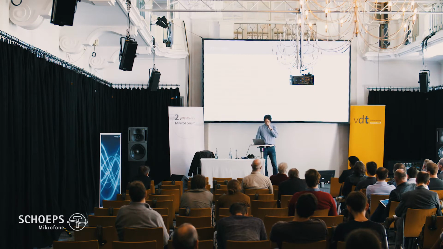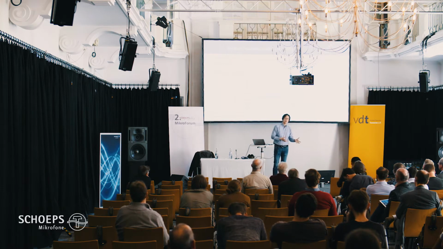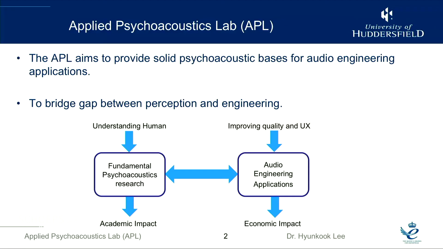So my lab, APL, aims to bridge the gap between perception and engineering. In audio engineering, we ultimately aim to create good sound, however we define the quality of sound. But we first have to understand how human beings perceive sound correctly. When it comes to 3D sound, vertical stereo is a very important thing to understand: how we actually perceive sound vertically, and how we can render sound optimally with these additional height channels.